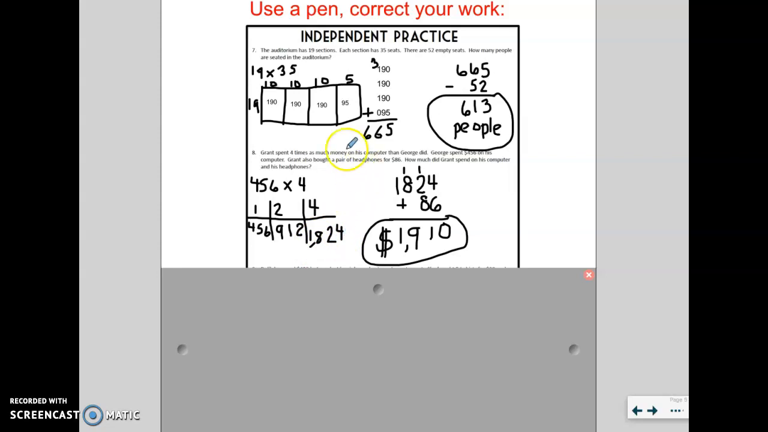1,824. Now I know that Grant also bought a pair of headphones, so I needed to add those headphones on. So 1,824 plus $86, that gave me a total of 1,910 for my final answer.